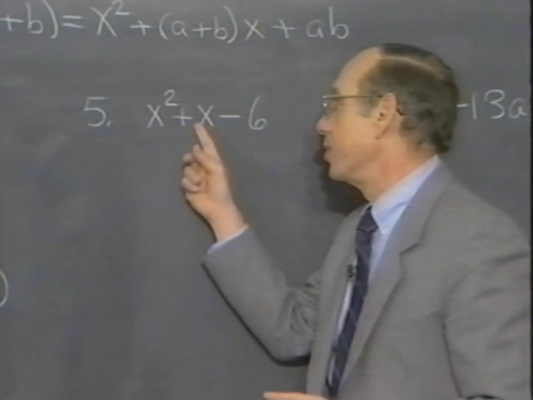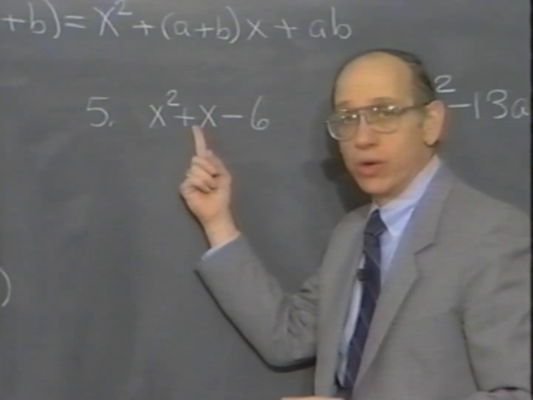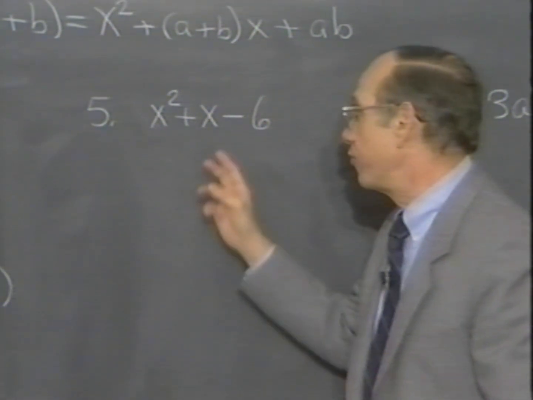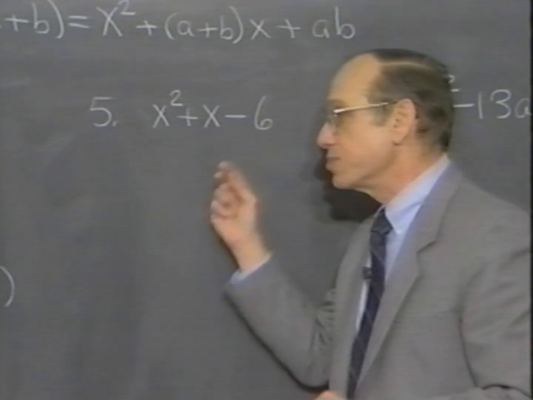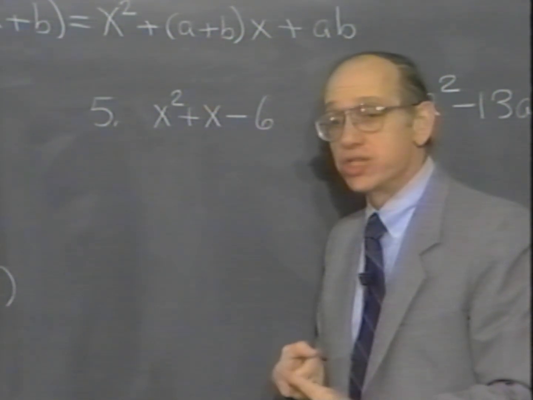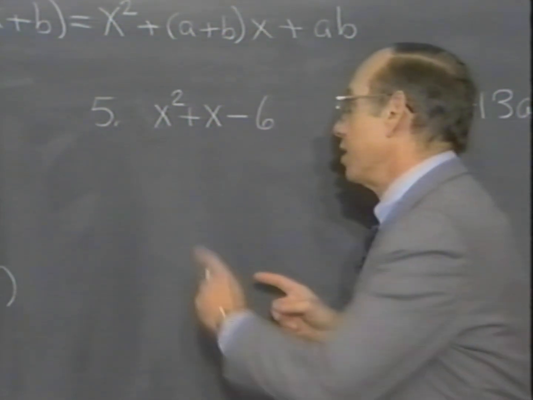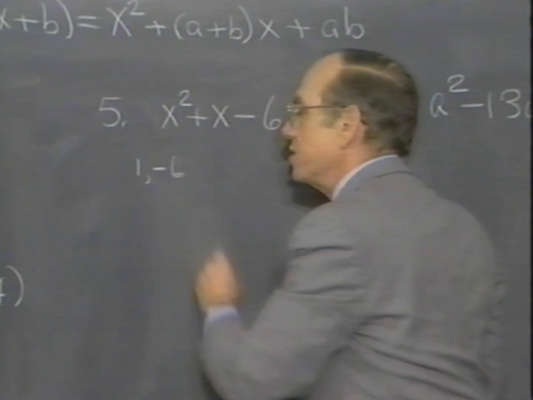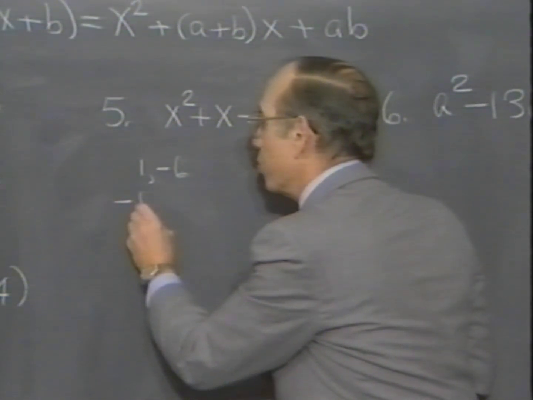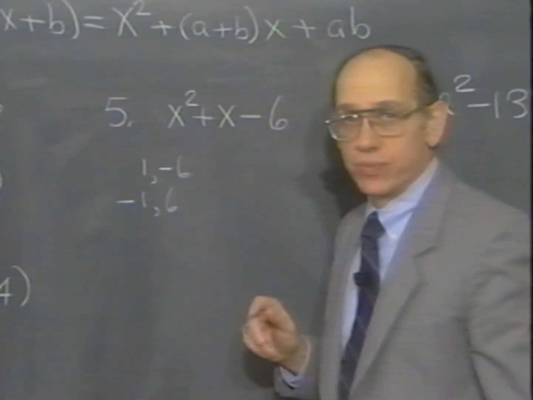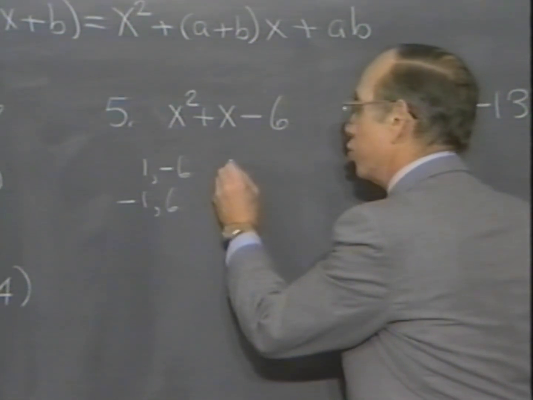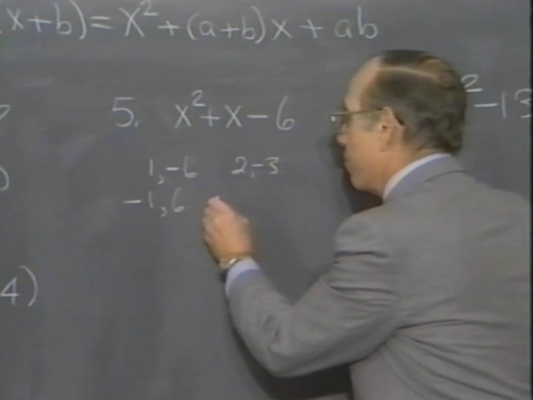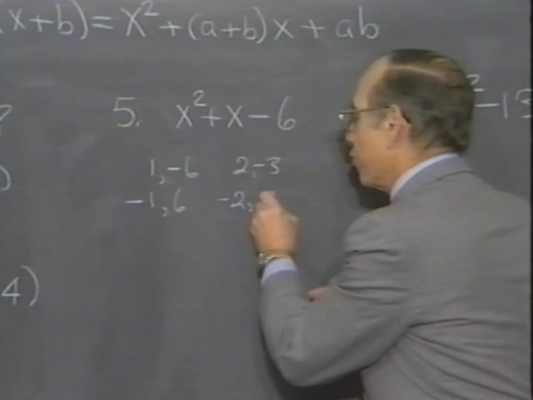The sum is going to have to be what? The coefficient of x. The coefficient of x is 1. So don't forget, I want two numbers now whose product is minus 6 and whose sum is plus 1. All right? Let me see. What are the possible factors of minus 6? Well, I could have 1 and minus 6, or I could have minus 1 and plus 6. Or I could have 2 and minus 3, or I could have minus 2 and plus 3.